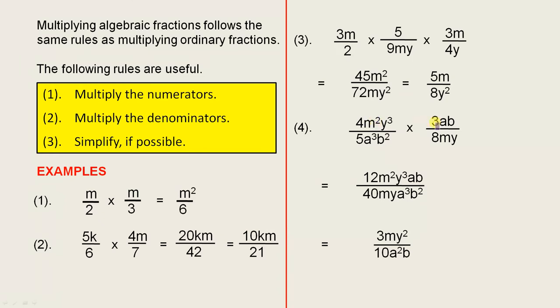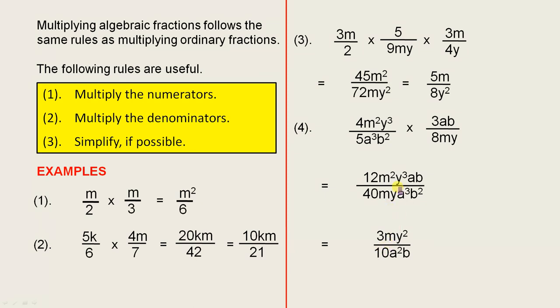We have these two algebraic fractions multiplied together. 4 3s are 12, and multiplying m squared y cubed by ab gives you m squared y cubed ab. So there's the numerator. 5 8s are 40. Multiplying those together gives us m y a cubed b squared. Now you can see from your knowledge of tables that 4 divides into each of those numbers. 4 into 12 goes 3, 4 into 40 goes 10.